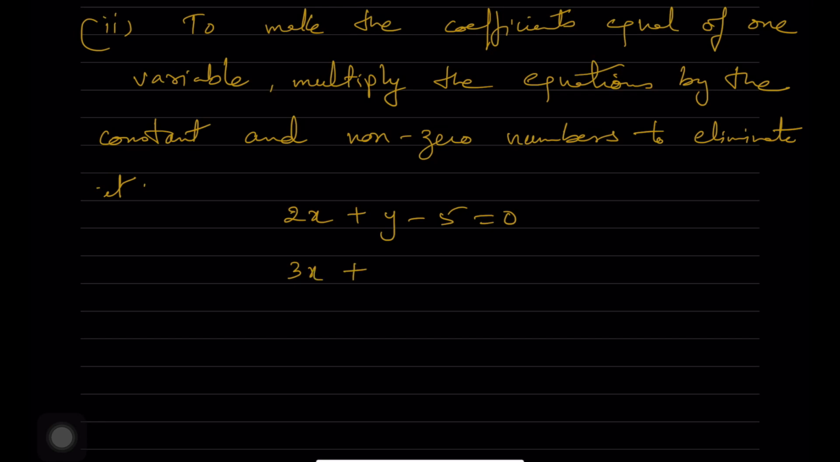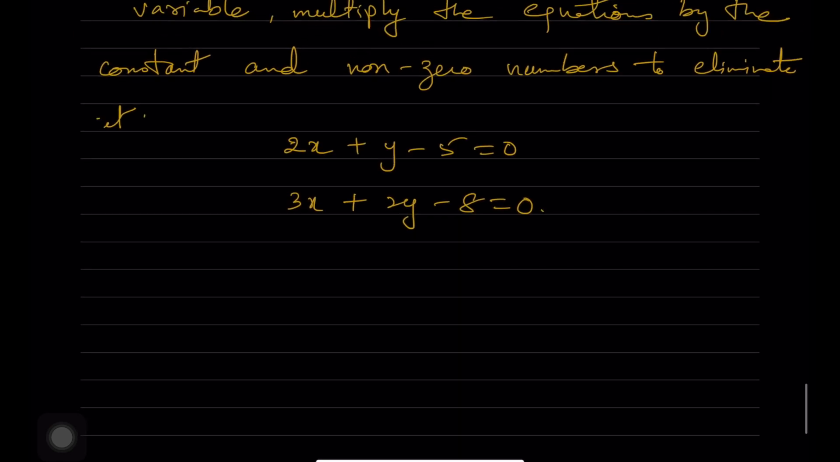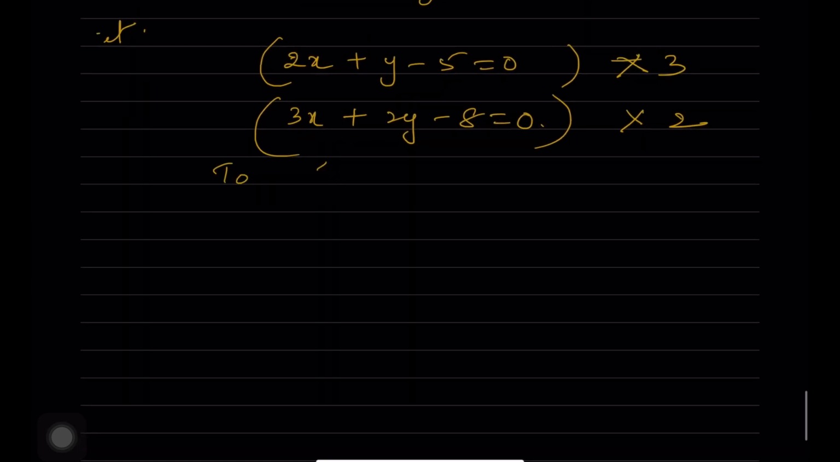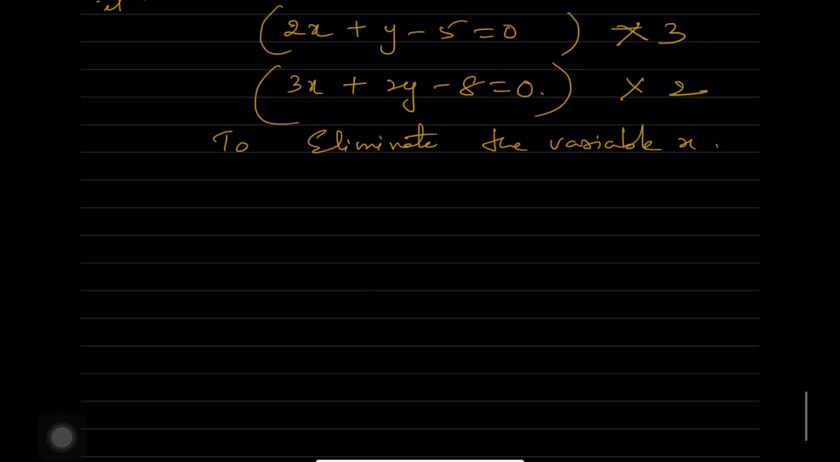So we have 2x plus y minus 5 is equal to 0. I want to make the coefficients of x equal in both of these equations. So I multiply the first equation by 3 and the second equation by 2. So what do I get now? I get 6x plus, to eliminate x we are doing this. Whichever we want to eliminate, we can eliminate; we can eliminate y also. But I am eliminating x over here.